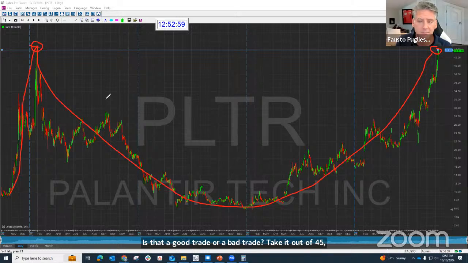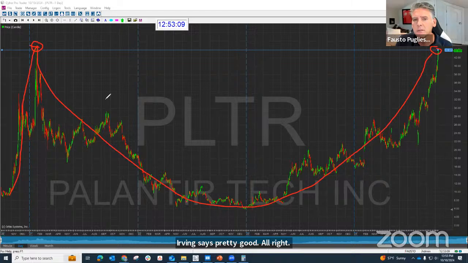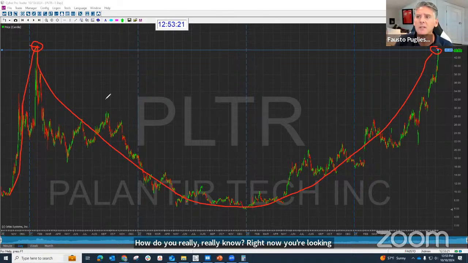Everybody, what do you guys think? Irving says pretty good. All right. But how do we really know 44 is the number? How do we know it's not 45? How do we know it's not 48? How do you really, really know? Right now, you're looking at the left of the chart. It's a rough guess. Are you in a guess business or do you want to be in the right business? Okay. A rough guess is not a good answer. You don't want to be guessing. Yes. You want to be in the right business.